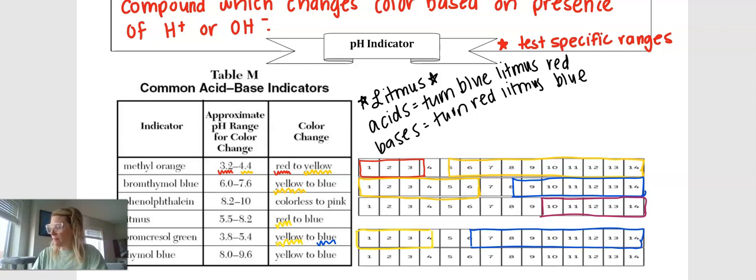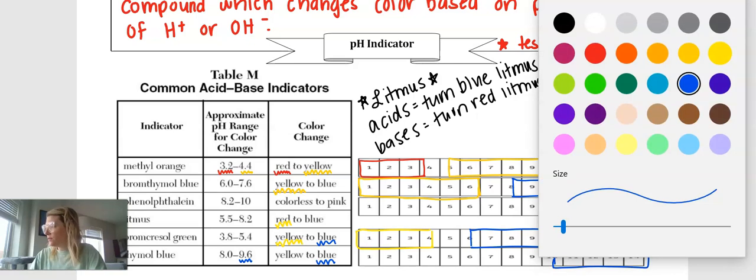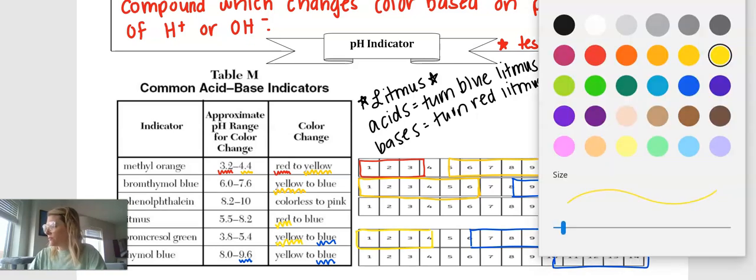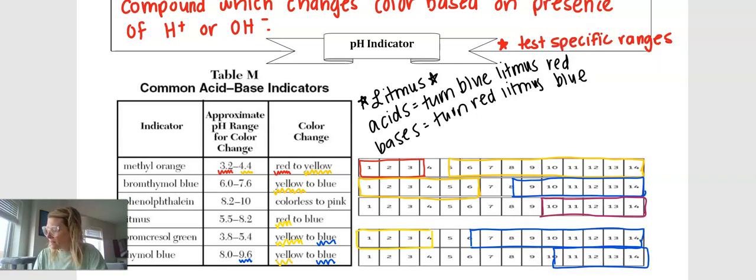And then for Thymol blue, I'll do the blue first since I have that open, 9.6 or higher, it's going to be blue. Okay, so 9.6 or higher, we have a blue color. And then for lower than that, for the yellow, okay, 8.0 and lower is yellow.